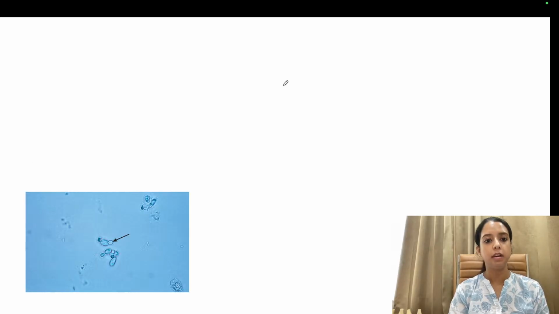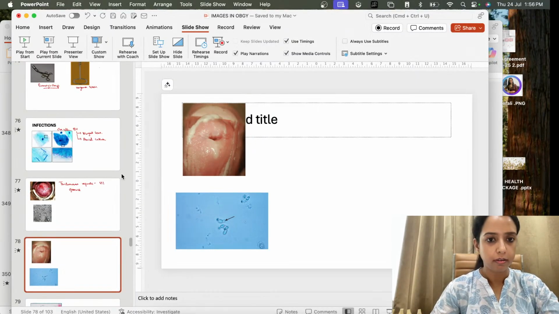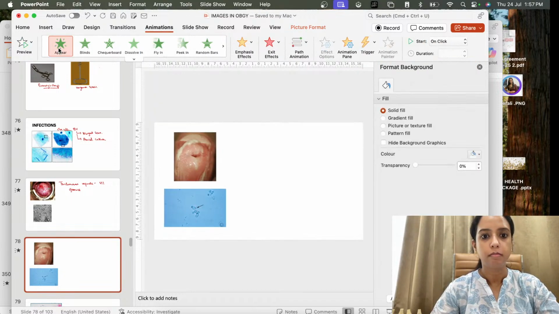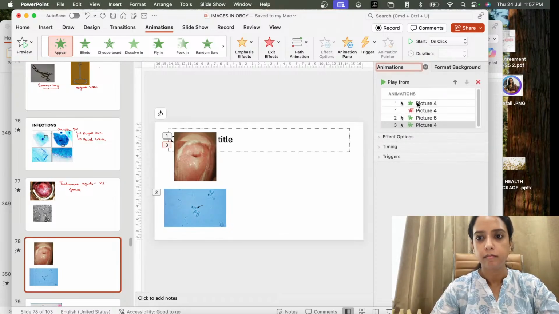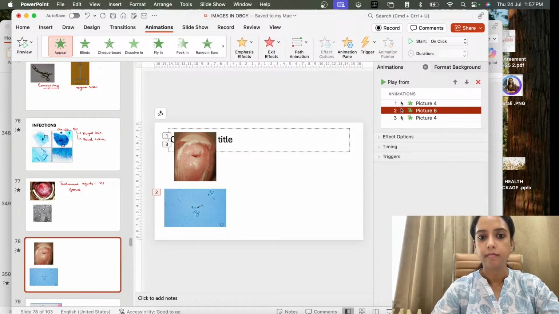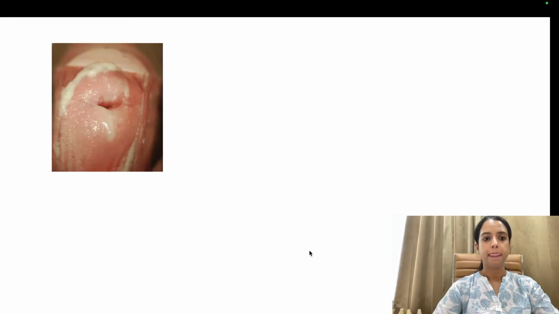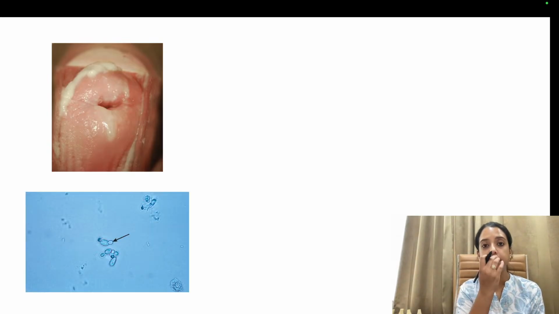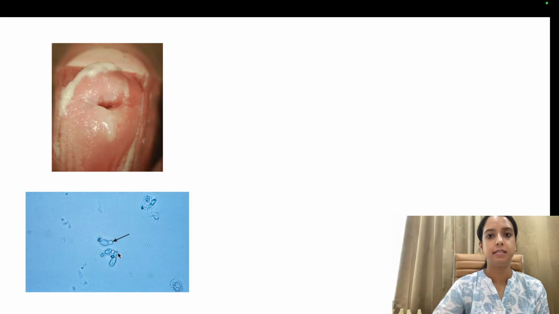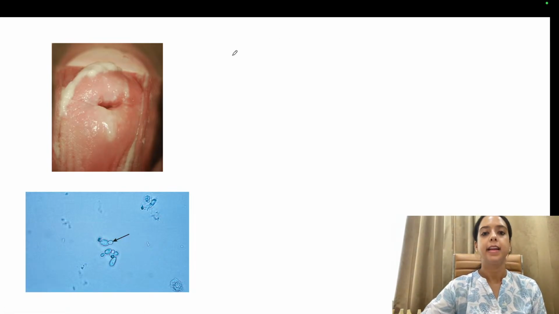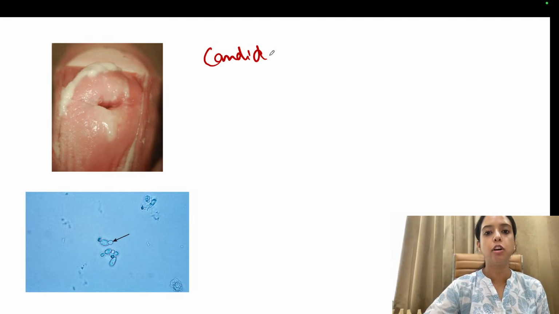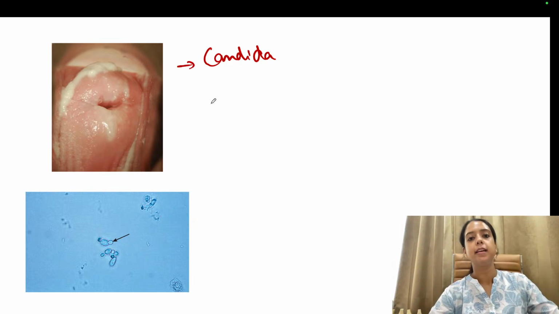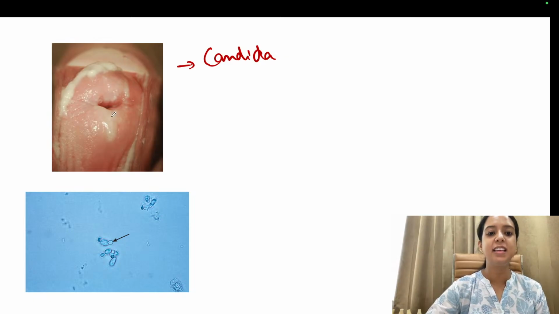If this image is given, can you see a curdy, cheesy discharge? And when I did the vaginal smear, when I did the microscopy, I see budding cells. What is it? It is Candida. In Trichomonas we give metronidazole, but we treat the partner also. The asymptomatic partner is also treated. This is Candida infection caused by Candida albicans. I can see budding cells, I can see curdy discharge.